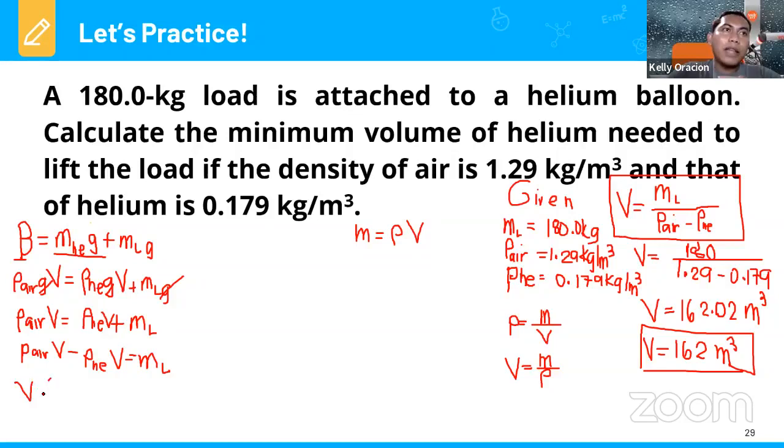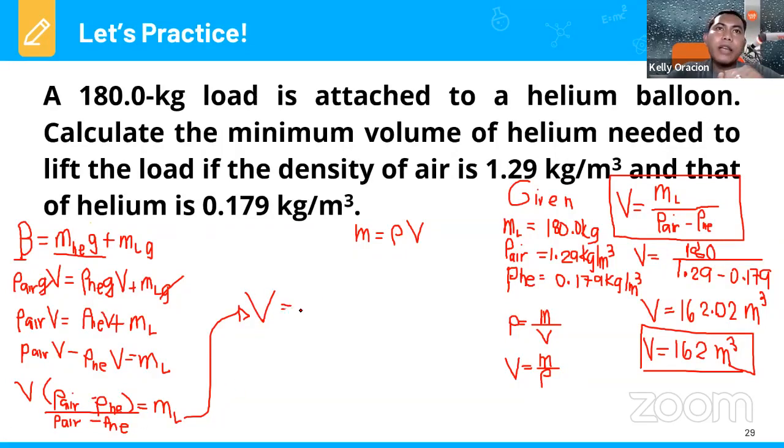Then, volume is what we are looking for, right? So you need to factor out the volume. Then divide both sides by the density of the air minus the density of the helium. That is how the formula became volume is equal to the mass of the load or the object divided by the density of the air minus the density of the helium. Okay, that's the derivation of the formula.